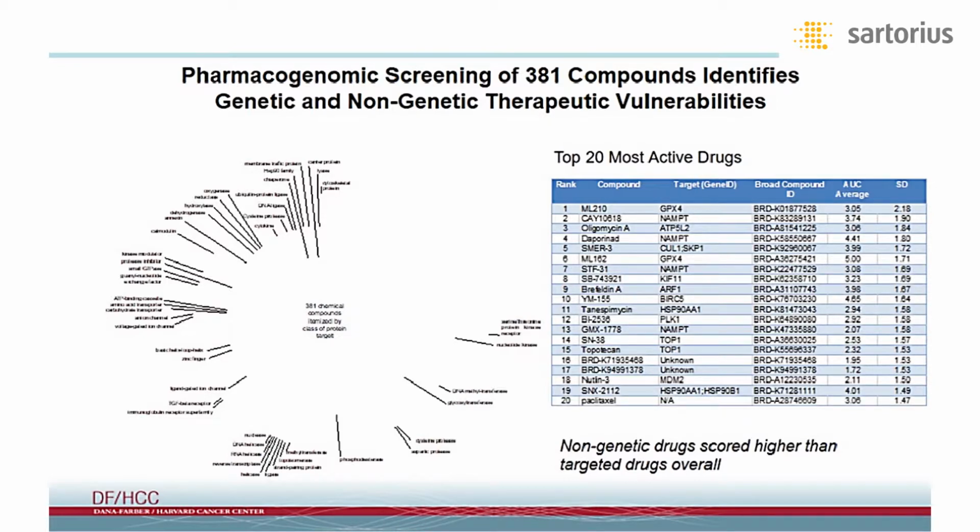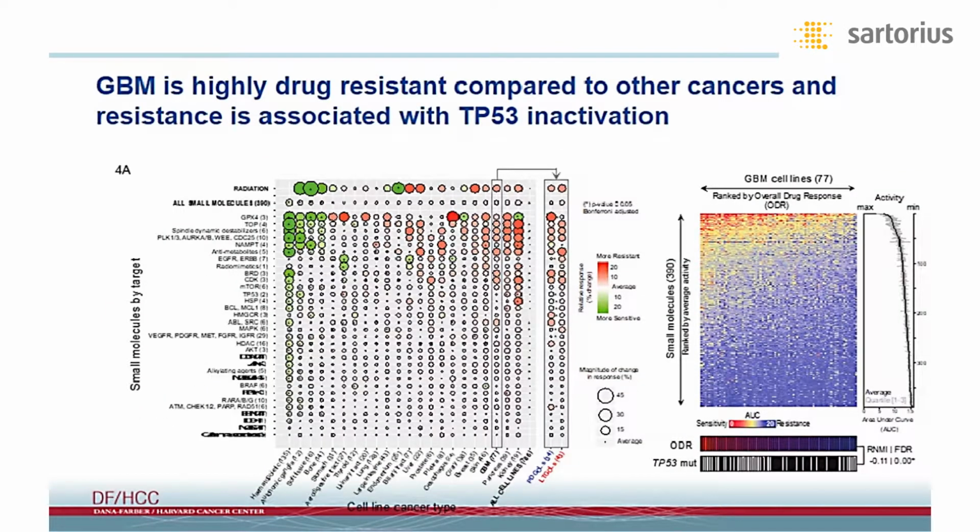But overall, in looking at the pharmacogenomics screening results, what we found was that there were many genetic and non-genetic therapeutic vulnerabilities revealed by such a screen. What was interesting, shown here in the top 20 most active drugs, is that you'll note there are many compounds that are not targeted therapies, so to speak, on single gene or mutational type events. And those non-genetic drugs actually scored higher overall than targeted therapies in GBM.